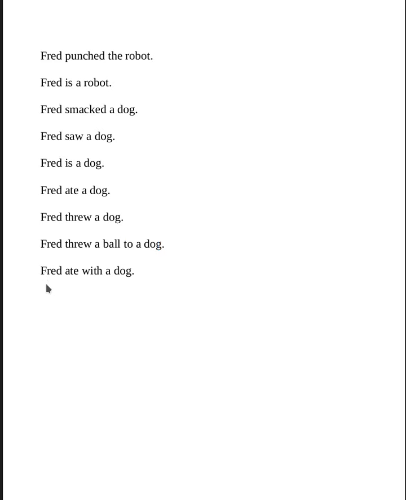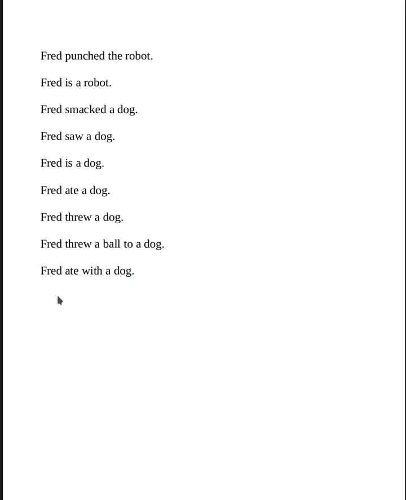Finally, let's look at this one. Fred ate with a dog. Well, is he eating the dog? No, he's eating with a dog. So dog is not directly being eaten. It's not receiving the action of the verb, so it is not the direct object. But it's something. Well, let's look at this. With a dog. With is a preposition, and dog is the object of the preposition with. It's not the direct object because the dog is not being eaten.